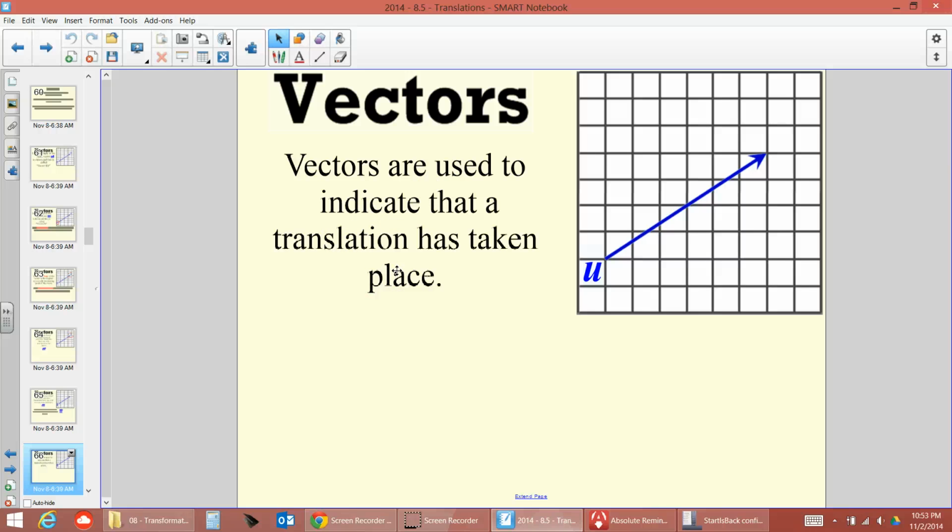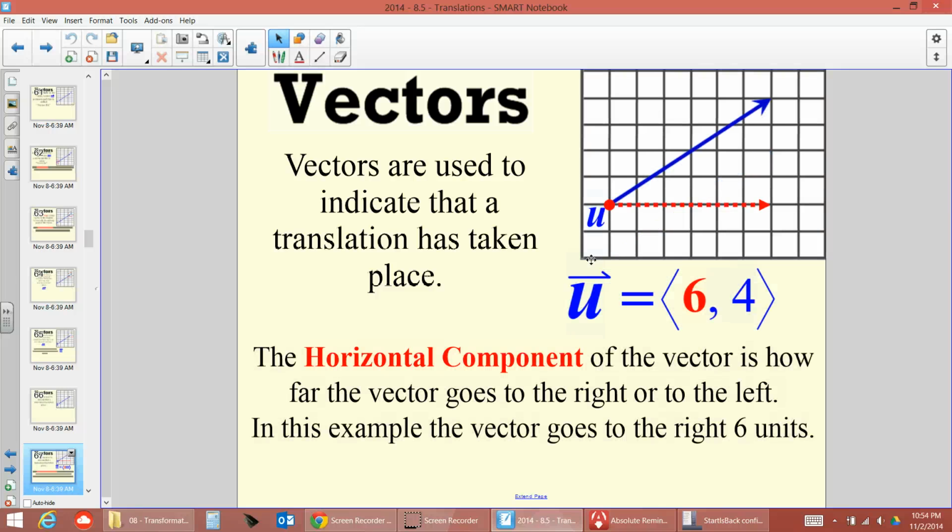In the real world, vectors are used to show force and do some pretty awesome calculations. If you ever take a statics class in engineering, you'll deal with vectors all the time, dealing with shear forces and finding out when the bridge will collapse and things like that. But for us, we're just talking about it means a translation has happened.